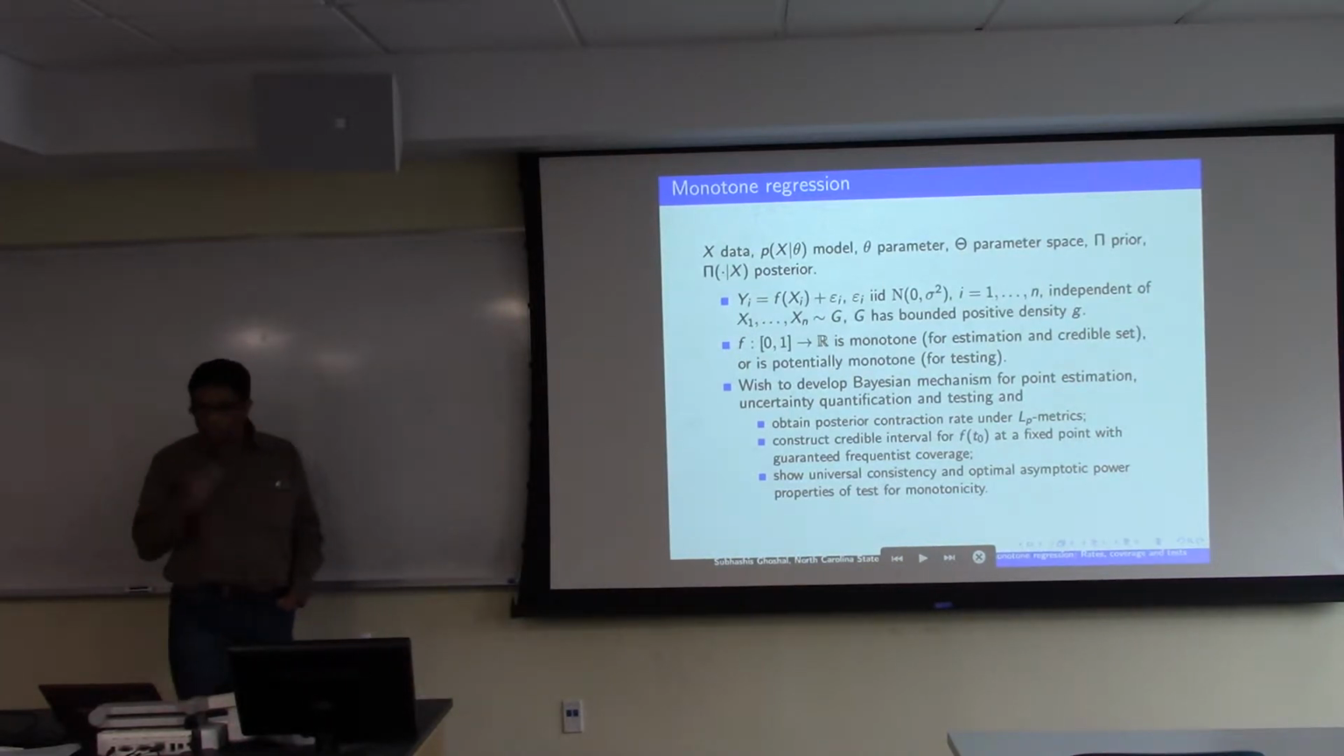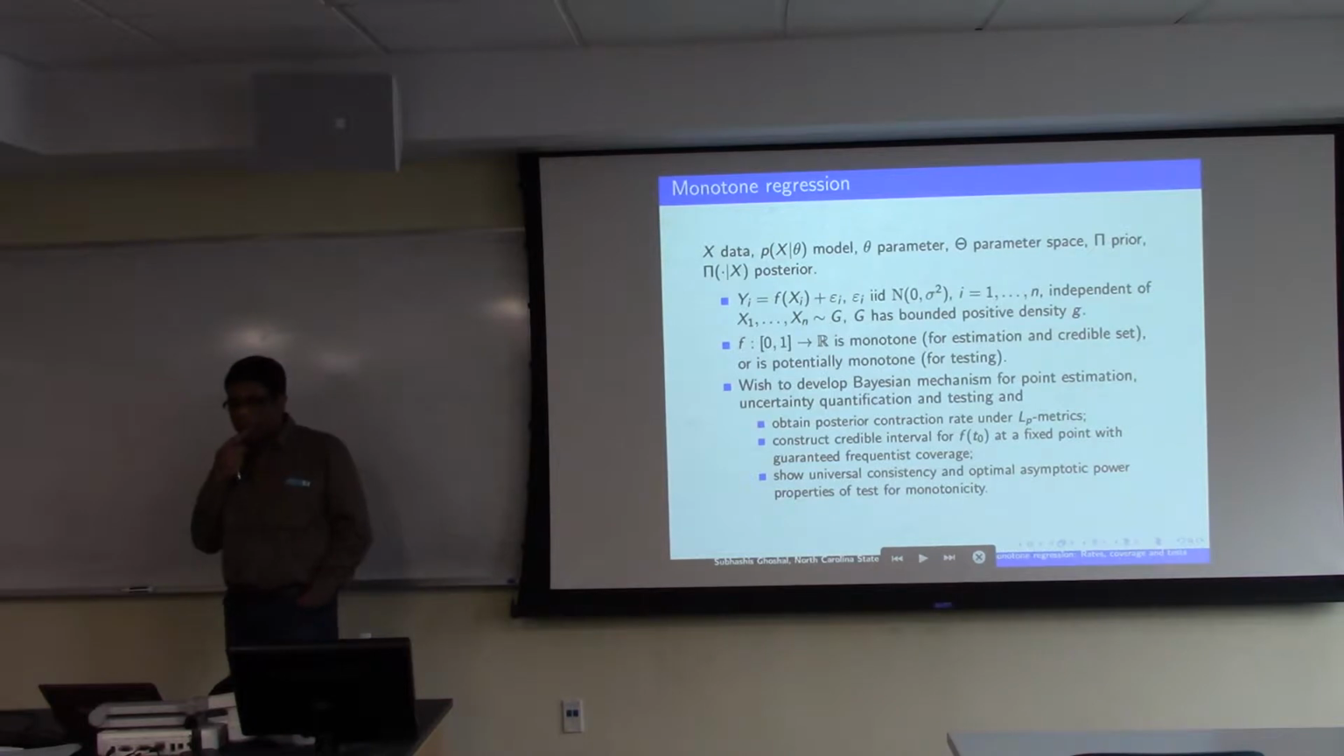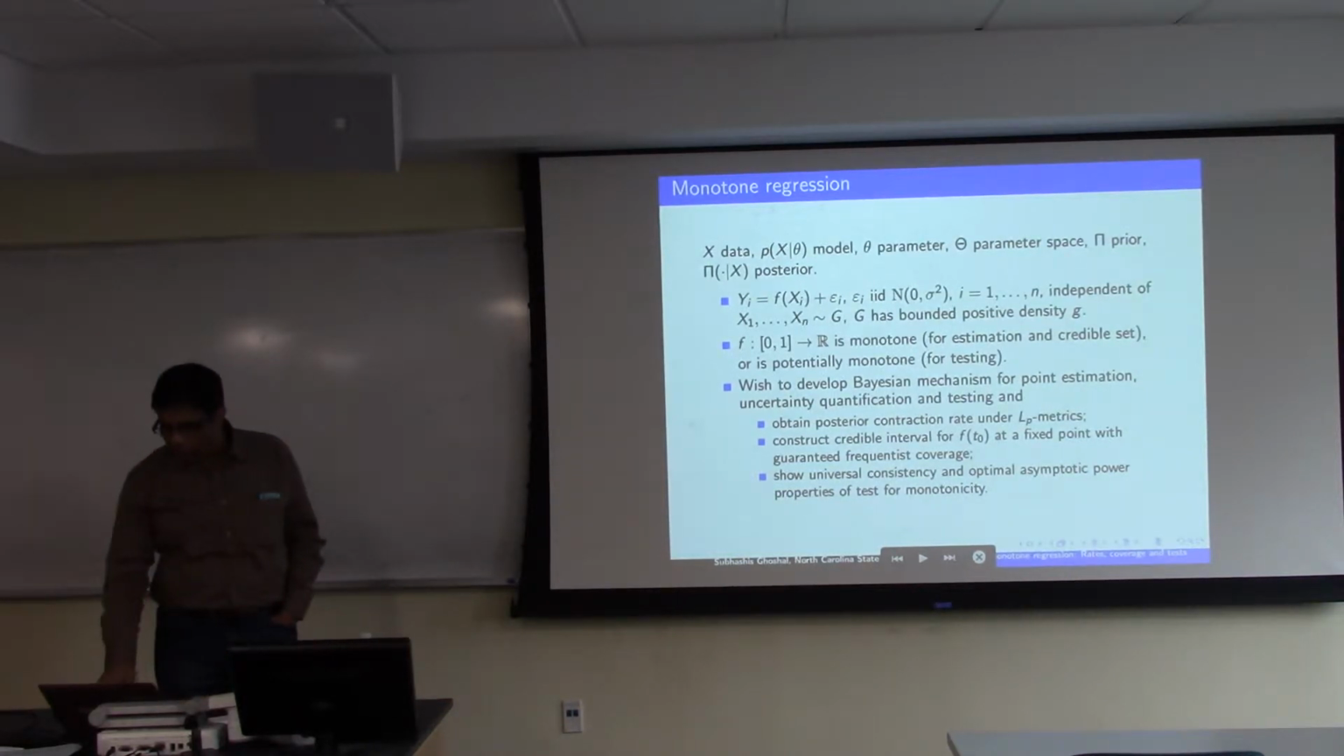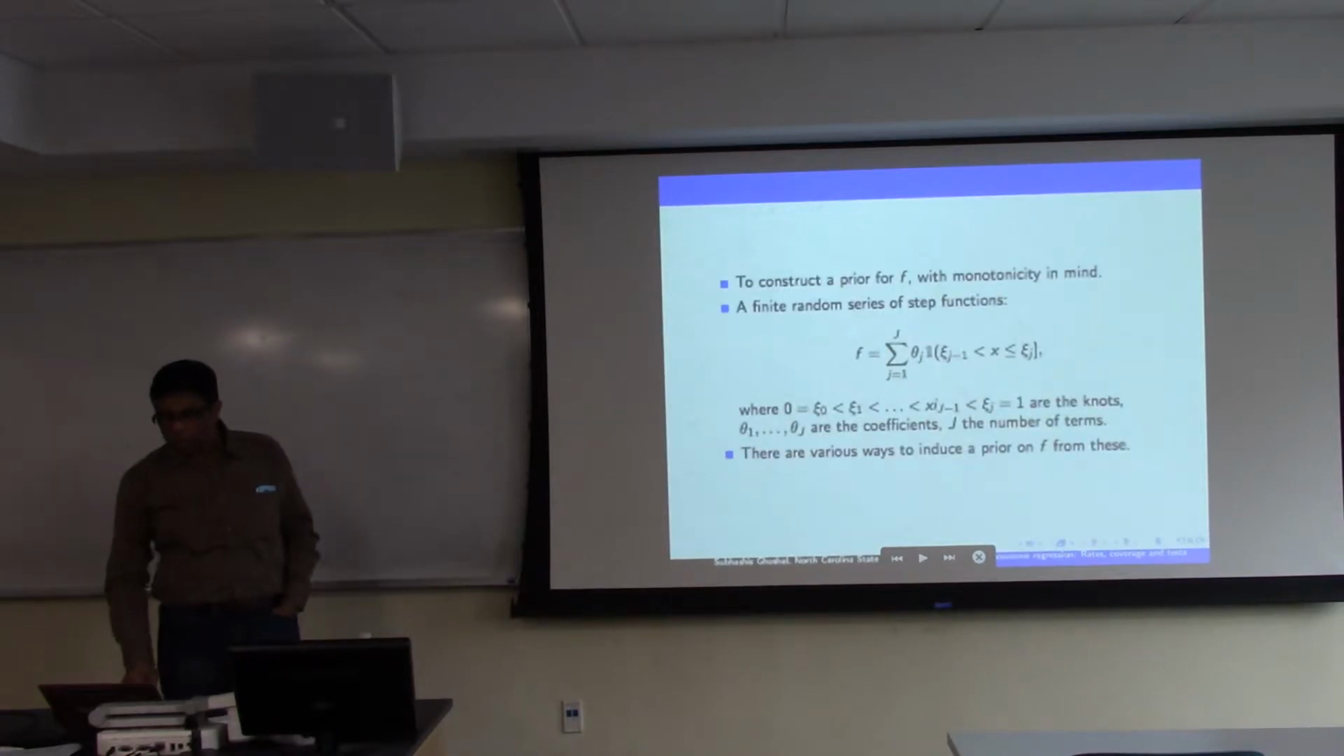And then the last part is we want to construct Bayesian tests which have universal consistency at all alternatives, and asymptotic power that is the best possible under this setting. So these are the basic goals.